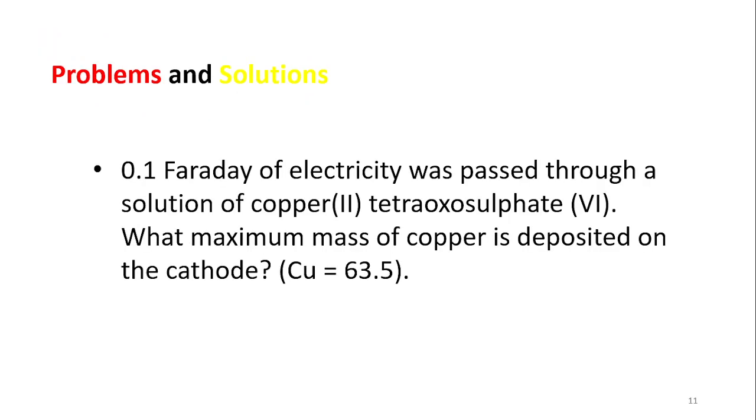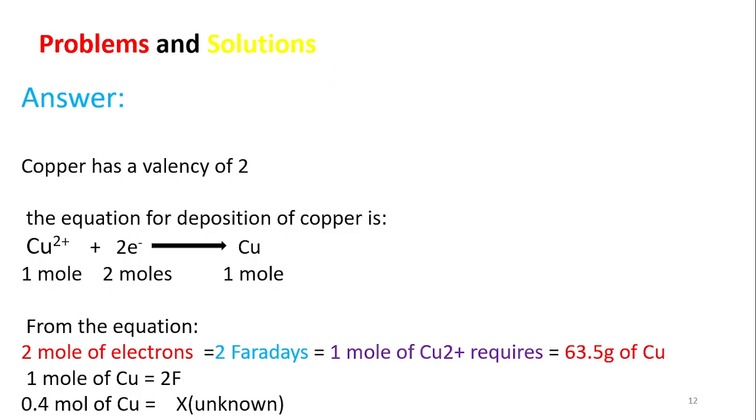So now question 2. 0.1 Faraday of electricity was passed through a solution of copper 2 tetraoxosulfate 6. What maximum mass of copper is deposited on the cathode? We realize we are still working with copper. So now let's take a look at that.